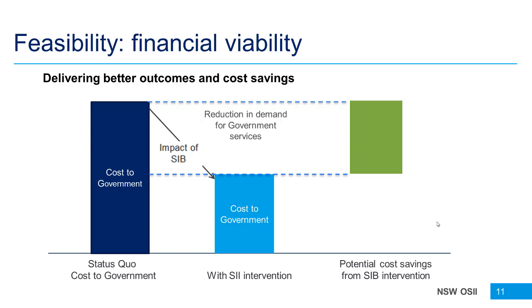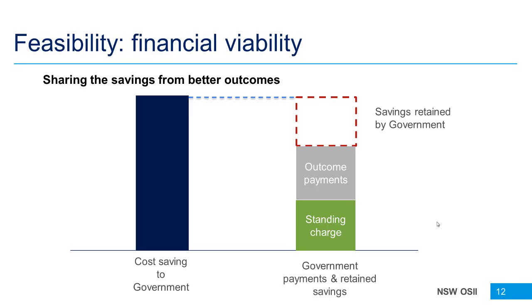So what is financial viability? When assessing the financial viability of a social impact investment proposal, it is critical to determine whether the potential costs of the social impact investment and the outcomes that are achieved will result in savings to the New South Wales Government compared to business as usual. On the previous slide, we saw, represented by the green bar on the right-hand side of the chart, the potential cost savings that would accrue as a result of the successful implementation of the social impact investment. Let's look at how those savings are applied under a social impact investment transaction.